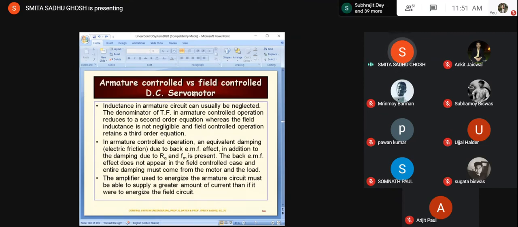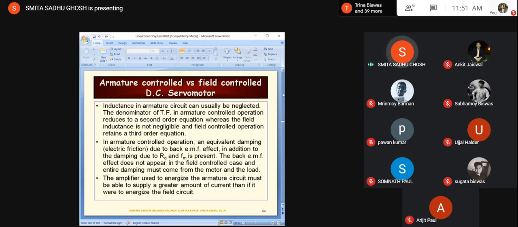We are just going to compare the armature control versus the field control DC servo motor, because we have actually got the models of both of those separately. The transfer function model is what we have got. The inductance in the armature circuit can usually be neglected.